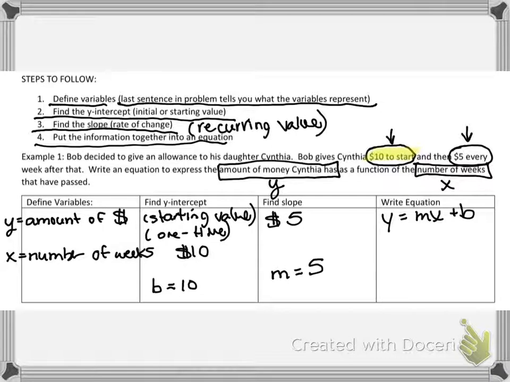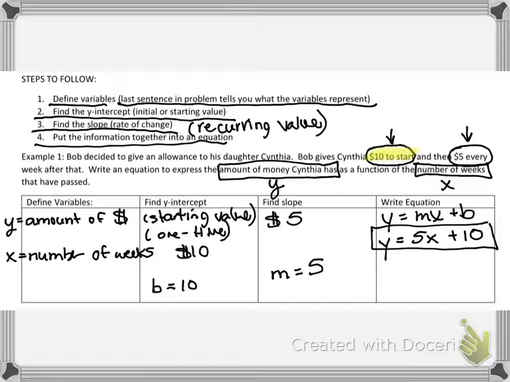Okay, so now we can plug in the slope, y equals 5x, and we can plug in the y-intercept 10. So this function represents how much Cynthia has after x number of weeks.